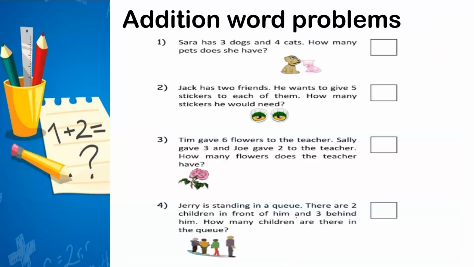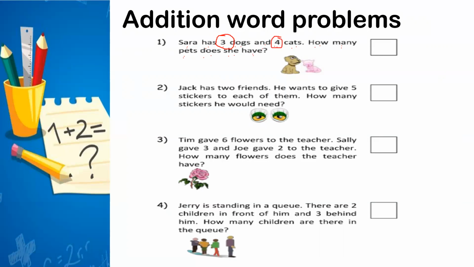So let's practice more. Okay, let's have number 1. So Sarah has 3 dogs and 4 cats. Did you get that? Sarah has 3 dogs and 4 cats. How many pets does she have? Okay. Now the first step is circle the what? Circle the numbers. Good. Okay. So numbers 3 and 4.